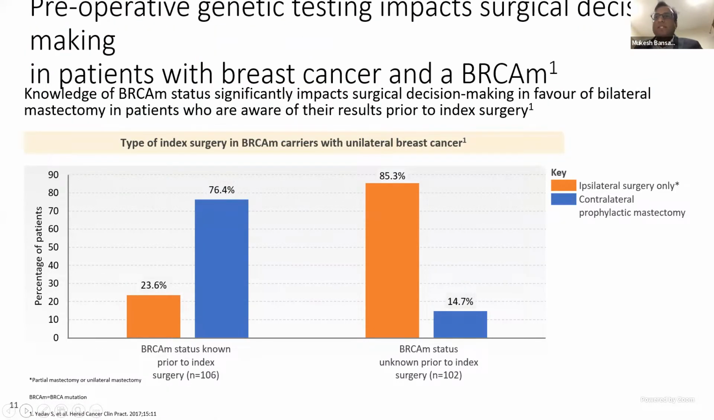So preoperative genetic testing impacts the surgical decision. We have already seen that if we know the BRCA mutation status beforehand, around 76% of patients go for contralateral prophylactic mastectomy compared to 14% otherwise. Next slide, please.